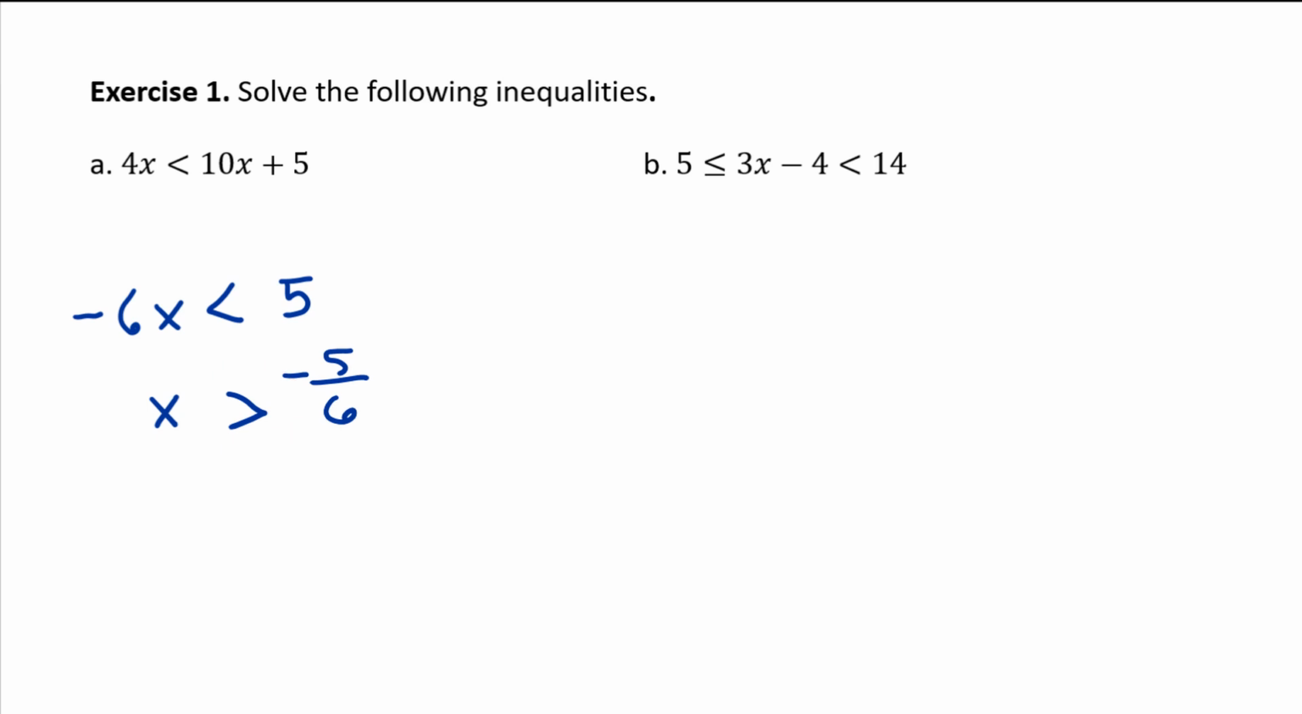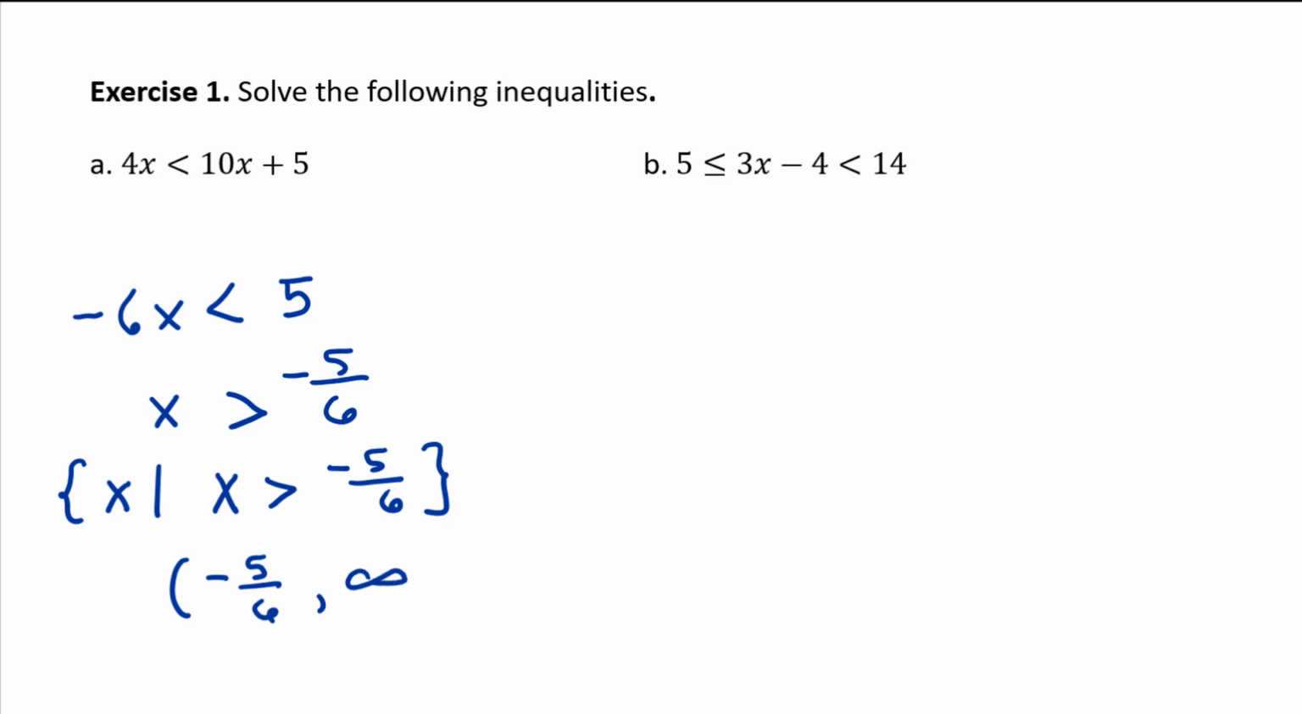This answer expressed using set builder notation is, in brackets, x such that x is greater than negative 5/6. And the answer expressed using interval notation is open parenthesis because it is not an included value. Negative 5/6, going on indefinitely means infinity, and then parenthesis.